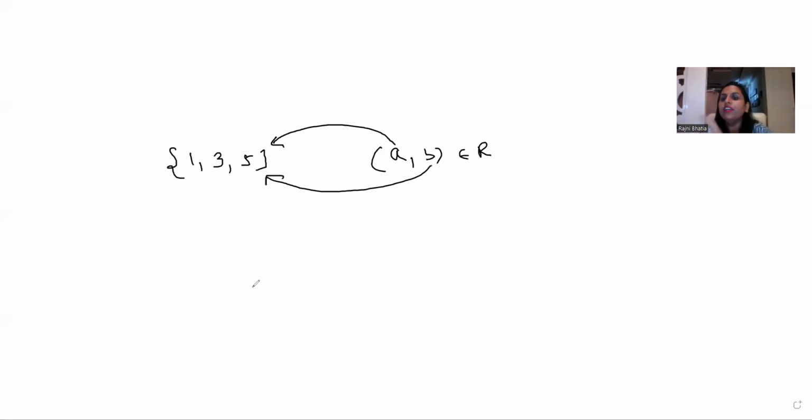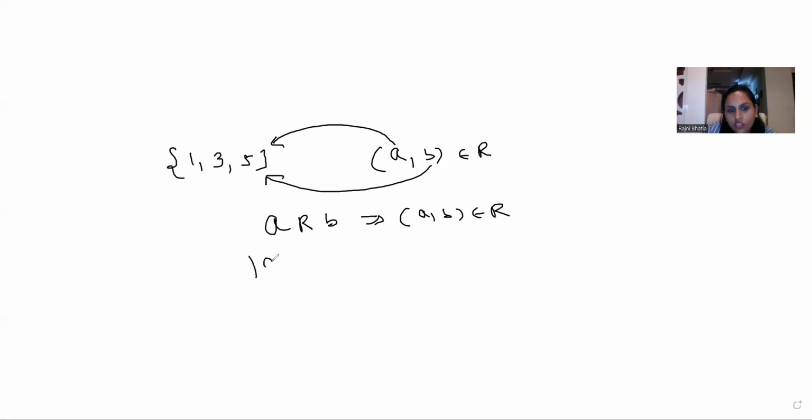Show that all the elements of {1, 3, 5} are related to each other. A is related to B. That simply means (A, B) belongs to R. So if we need to show that all the elements of 1, 3, 5 are related to each other, that means if we need to show (A, B) belongs to R, then A also comes from this set and B also comes from this set.